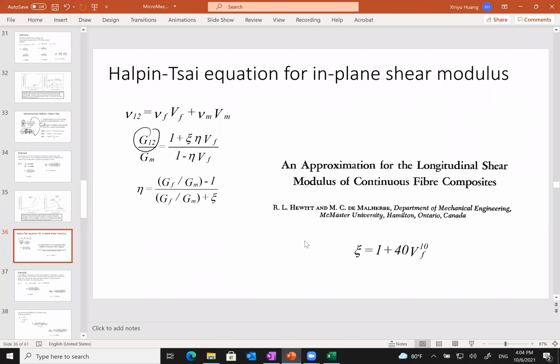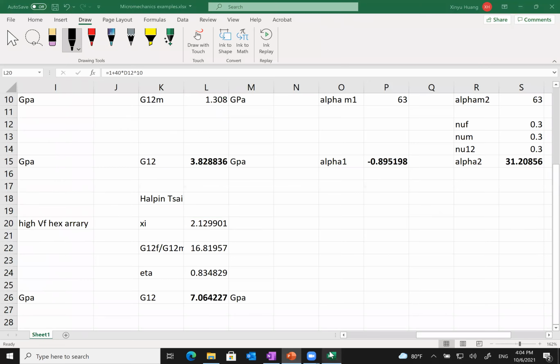Then I use xi to calculate eta. Eta is the ratio of the shear moduli and xi: this ratio minus 1, this ratio plus xi, and the ratio of these two is eta. So second, I calculate eta. This is the eta. This is minus 1 plus this, it's 0.83.